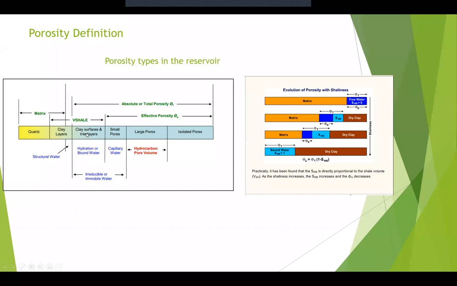So in the matrix now we have quartz, we have clay, but with two types of water, structural water and bound water. And then after that, we have pore space. So just moving from matrix here to the pore space.